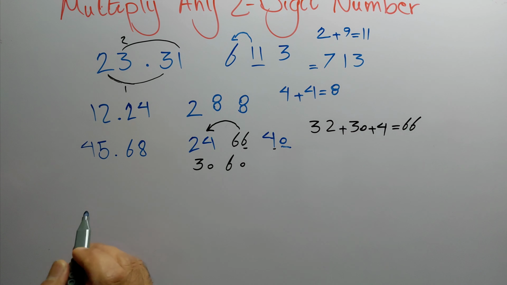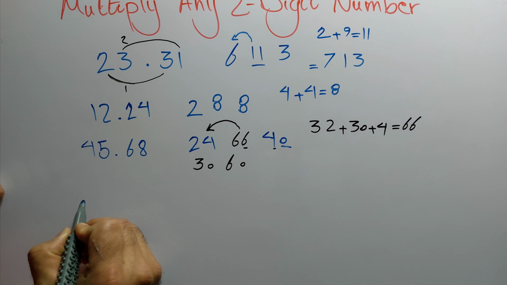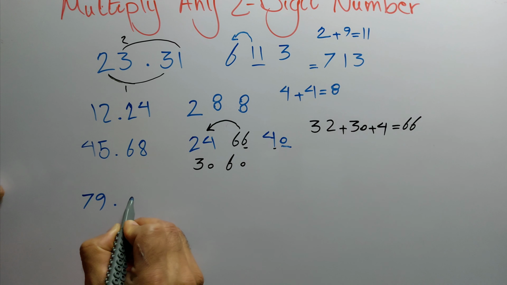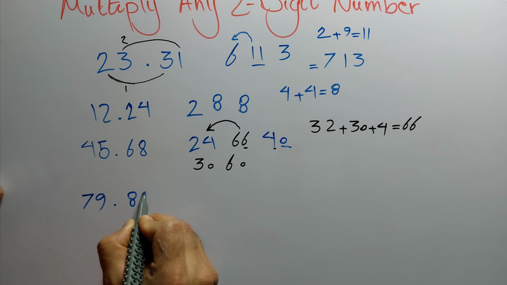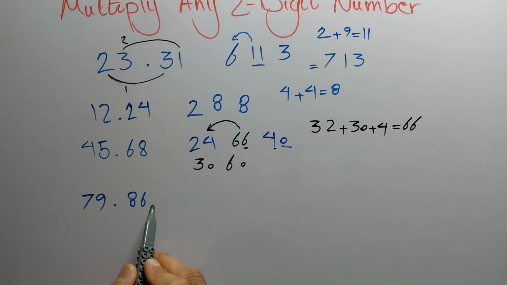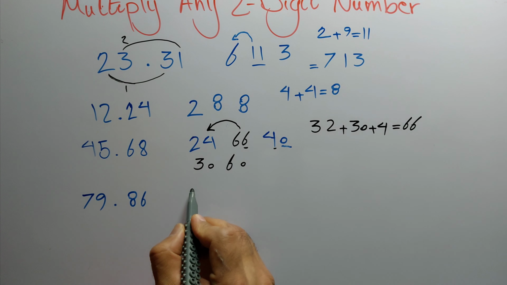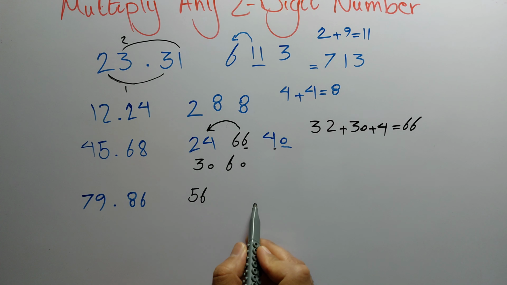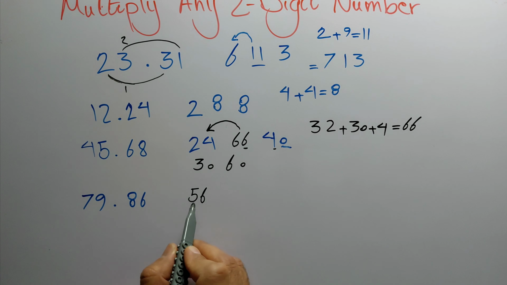Okay, so let's go for bigger numbers like 79 times maybe 86, something like this. So let's start here. First, the first digits, 7 times 8, that's 56. So leave some space in the middle. The first digits, that's 56.